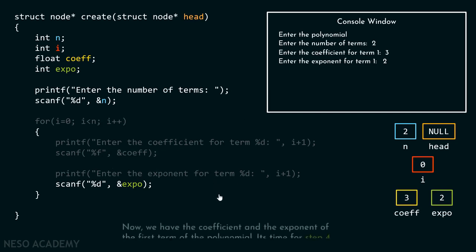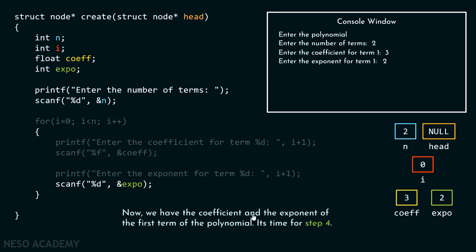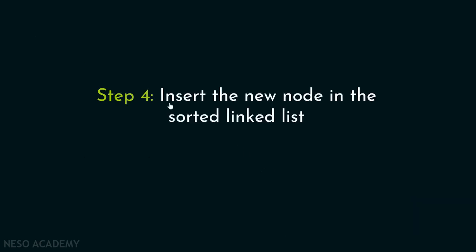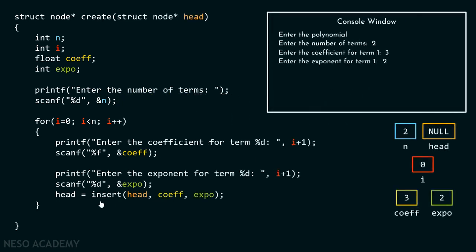What is the next step? We have the coefficient and the exponent of the first term of the polynomial. Isn't that so? Now we have the coefficient, we have the exponent of the first term of the polynomial. It's time for step 4. In step 4, we will simply insert the new node in the sorted linked list. This is what this step does. It simply allows us to create a new node in the sorted linked list. For this purpose, I will simply call this insert function, and you can see the argument list of this insert function.